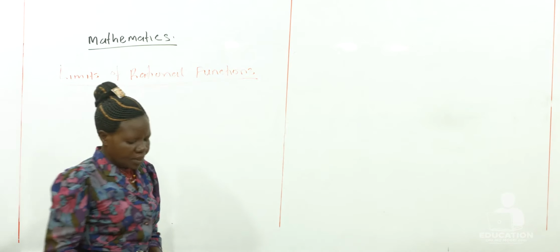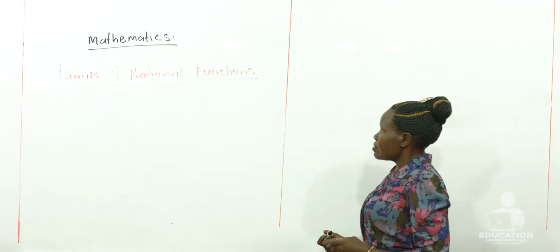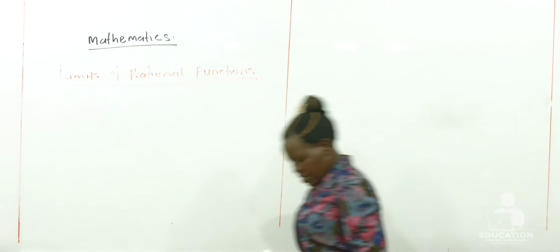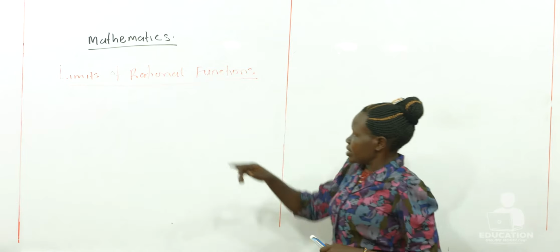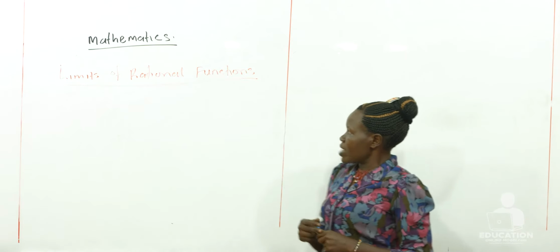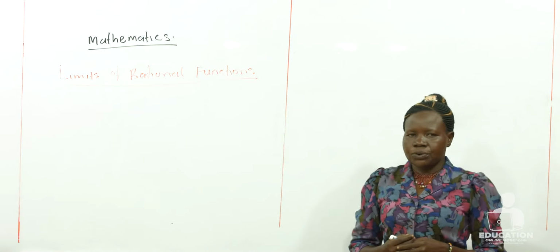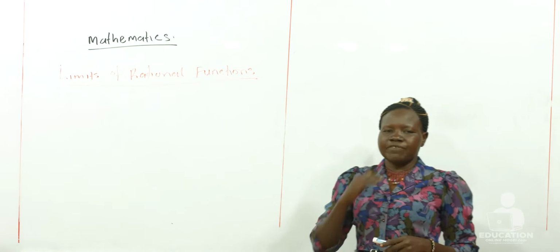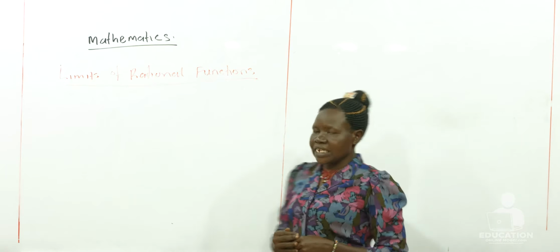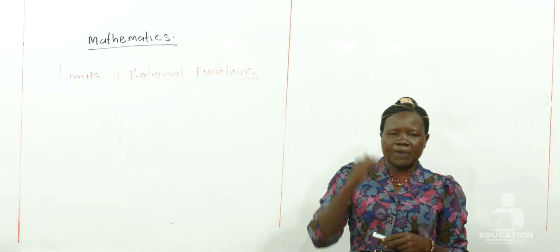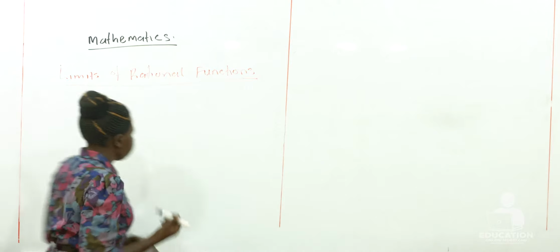So, dear learners, this is where we are picking from. That is rational functions. I believe you have already known what we call limits. And then I want us to look at what we mean by the word rational. The word rational comes from the word ratio, and ratio simply means dividing. So we are going to look at how we deal with the division of functions.